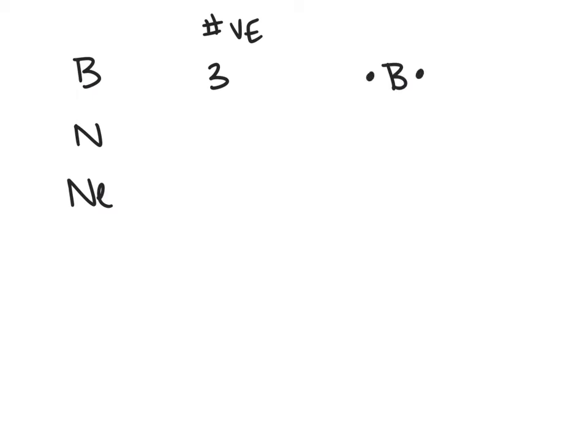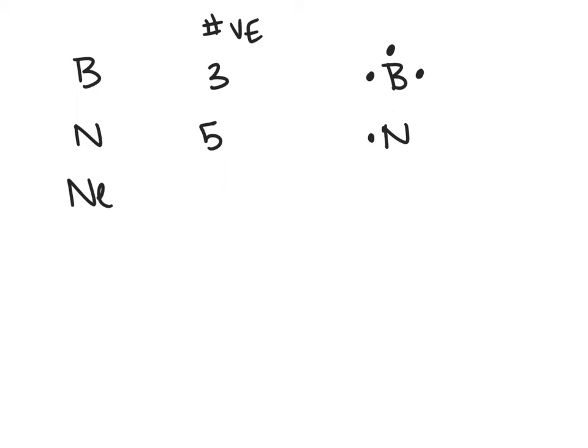So let's think about boron, nitrogen, neon. And then we'll do a few more after this. So when we think about boron, the number of valence electrons is 3. So we can look at the periodic table and count that across. And so when we draw our Lewis dot structure, we get electrons on 3 out of the 4 sides. We lost that one. So when we think about nitrogen, nitrogen is going to have 5 valence electrons.